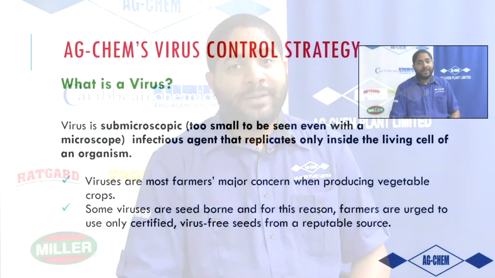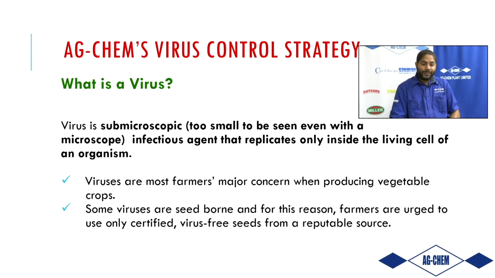What is a virus? A virus is a submicroscopic infectious agent, which means basically that it's too small to even be seen with a microscope, and it replicates only inside the body of a living organism. Now, viruses are most farmers' major concern, especially when producing vegetable crops such as your sweet peppers, your tomatoes, your watermelon, and other solanaceous crops.